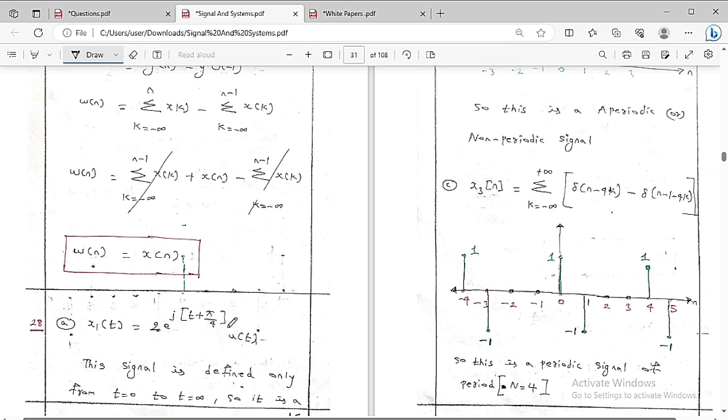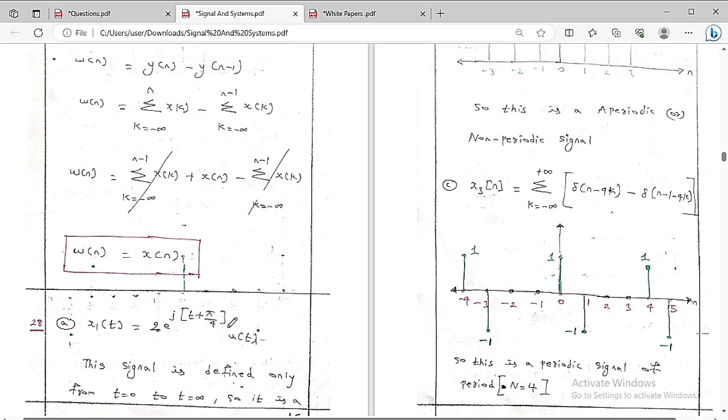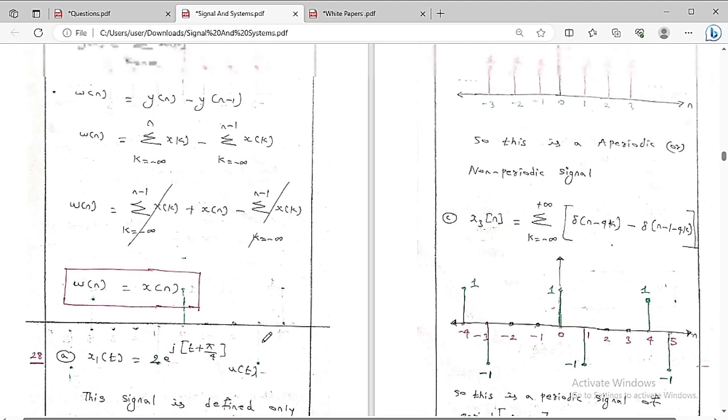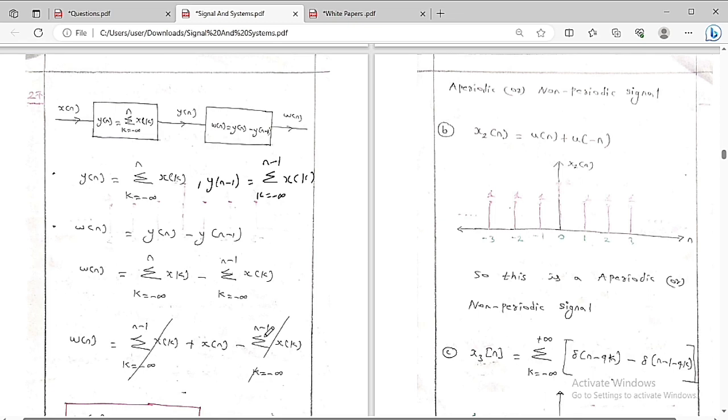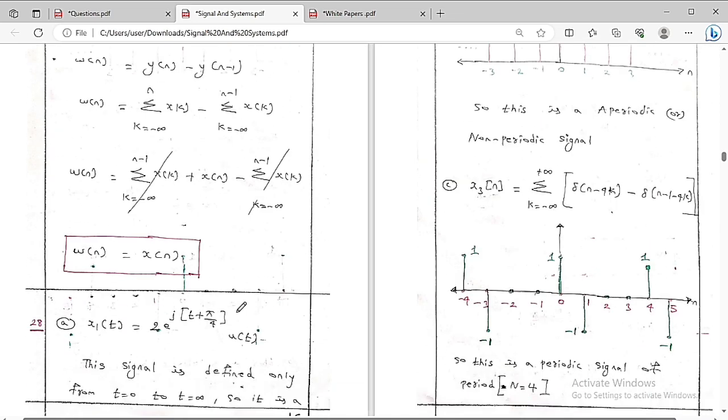Now we need to check whether this is a periodic signal or a non-periodic signal. This signal is defined only from t is equal to 0 to t is equal to infinity because u of t is there. So it is an aperiodic or non-periodic signal. For negative t, it is not there. Periodic signal means it should be present for all time and the cycle should repeat. As the signal is not present for negative values of t, by default we can say it is an aperiodic signal or non-periodic signal.